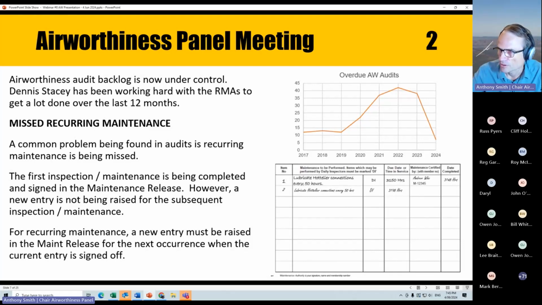And it'd be 50 hours since the inspection was done. So if you notice that there was 3,148, the next one is due at 3,198 hours. So by missing that second line or subsequent lines, clubs were operating aircraft well in excess of the recurring maintenance, and they're missing out on that. So when you do have maintenance releases with recurring maintenance entries, you need to fill in a new line when you sign out the last item.